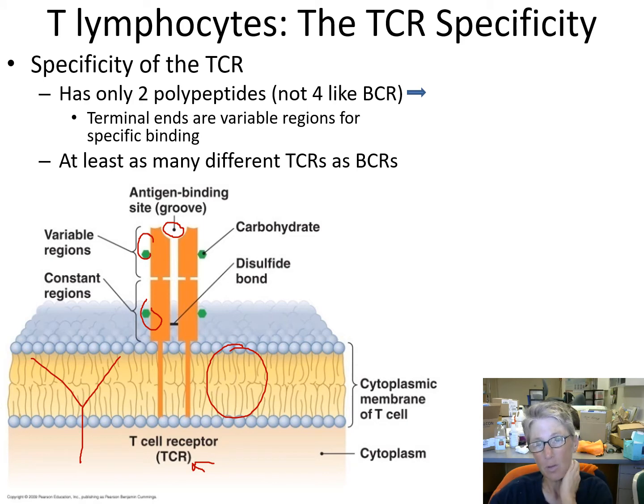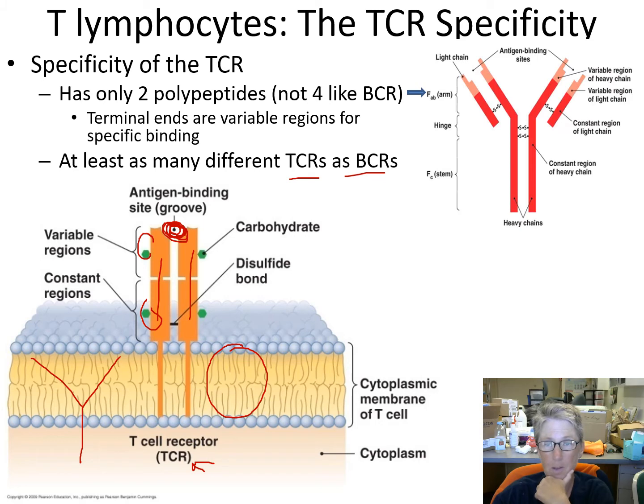So T cell receptor has only 2 polypeptides, 1, 2. But these terminal ends here of the variable regions will specifically bind to an antigen. And there's at least as many T cell receptors as there are B cell receptors in your body. And then this is just a cartoon of the B cell receptor, aka the antibody. Pretty much, B cell receptor and antibody is pretty much the same thing.